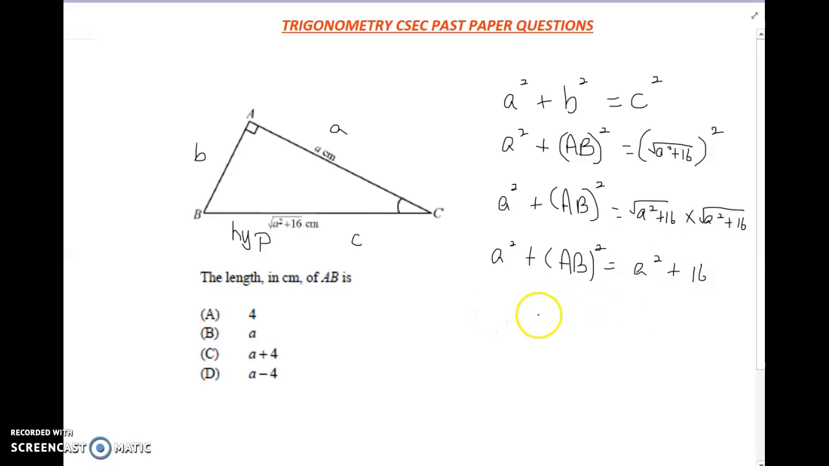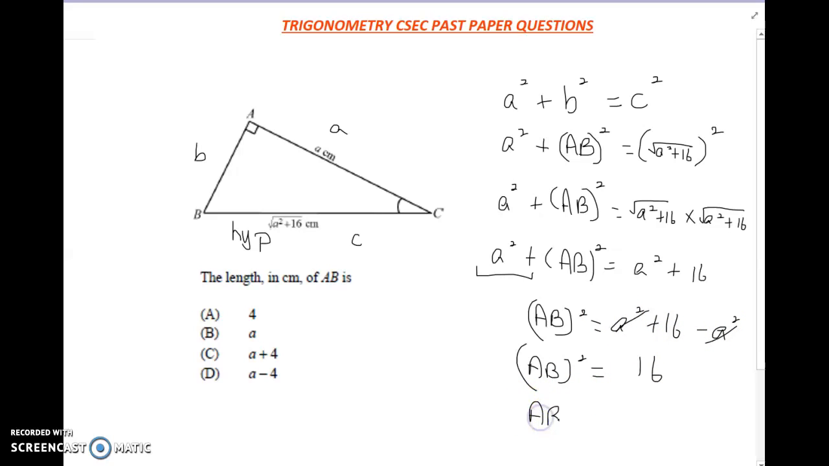Then carrying across, AB squared is equal to a squared plus 16, that's what we had from before. The a squared from the left-hand side becomes take away a squared. So AB squared is equal to, now the a squares will cancel, because you have a squared take away a squared, and you remain with 16. Remember, it's AB you want to find, and that'll be opposite the square, the square root. My answer is 4. And that's it.